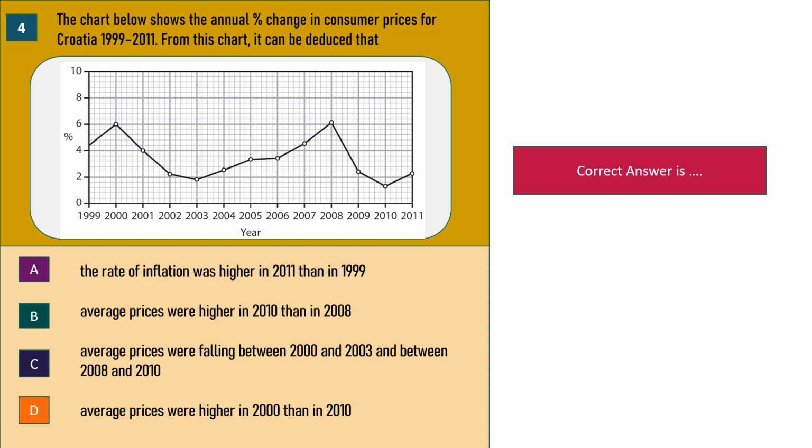Then, average prices were higher in 2000 than in 2010. Actually, that is also wrong. Why? Because 2010 will be the highest, because each year the percentage change in price is positive. So the highest price will be in 2010. So the correct answer will be option B. Average prices were higher in 2010 than in 2008.